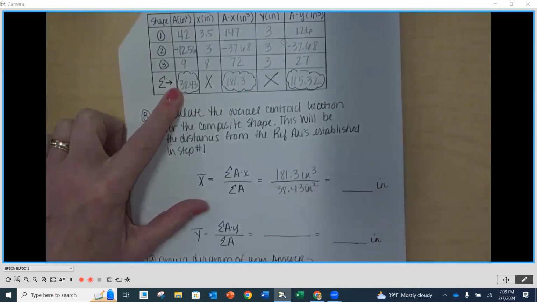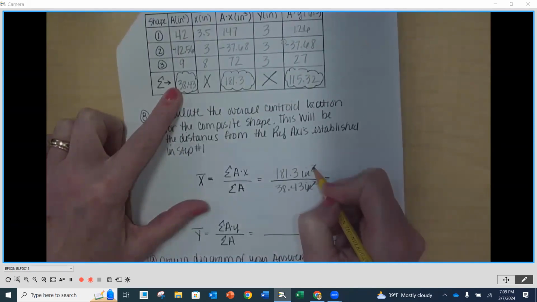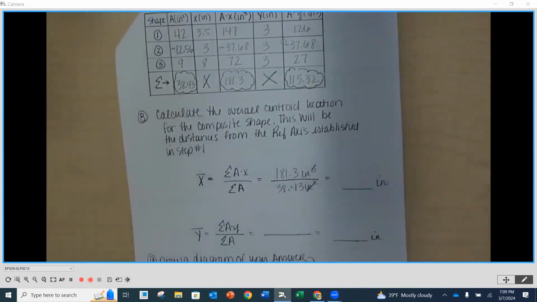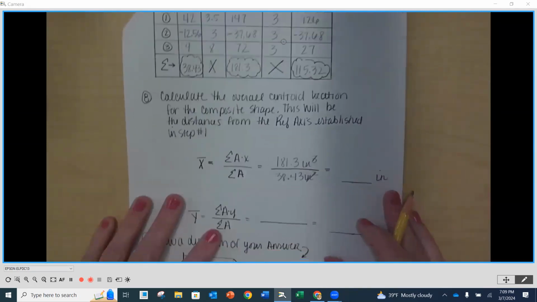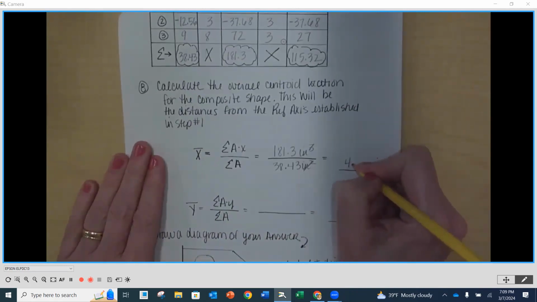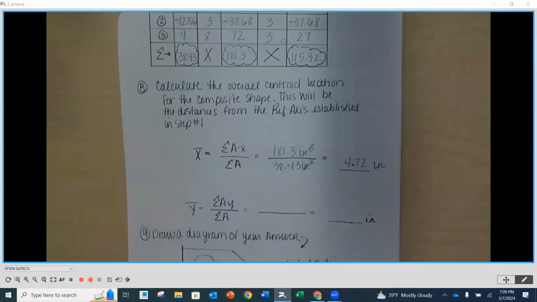So when we cancel our units, 2 of the inches at the bottom are going to cancel 2 in the inches cubed. There's still inches left, which is exactly what we want, because we have X bar, so it's a distance, so we need that to be inches. So what do we get for our X bar? 4.72 inches. Good.